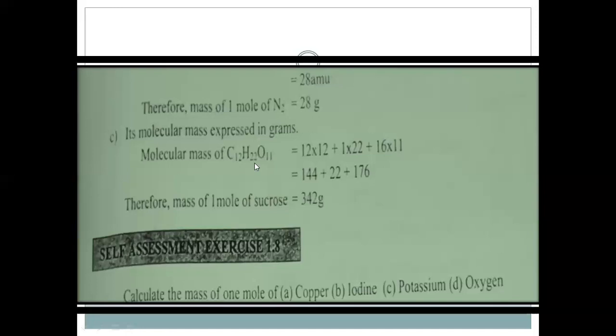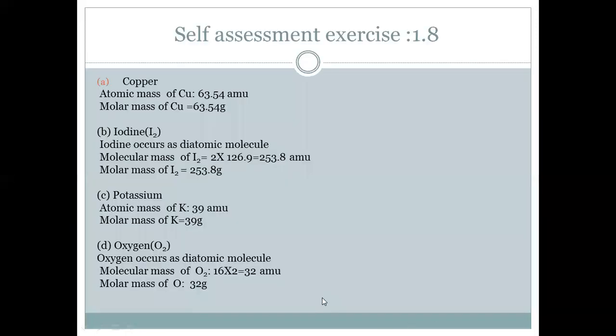Self-assessment exercise 1.8, calculate the mass of 1 mole of copper, iodine, potassium, and oxygen. So we will use the same. Atomic mass of copper is 63.54 AMU, and if we represent it in grams instead of AMU, this is the molar mass of copper. This is 63.54 gram. So this is for 1 mole. So 63.54 gram is the molar mass of copper.